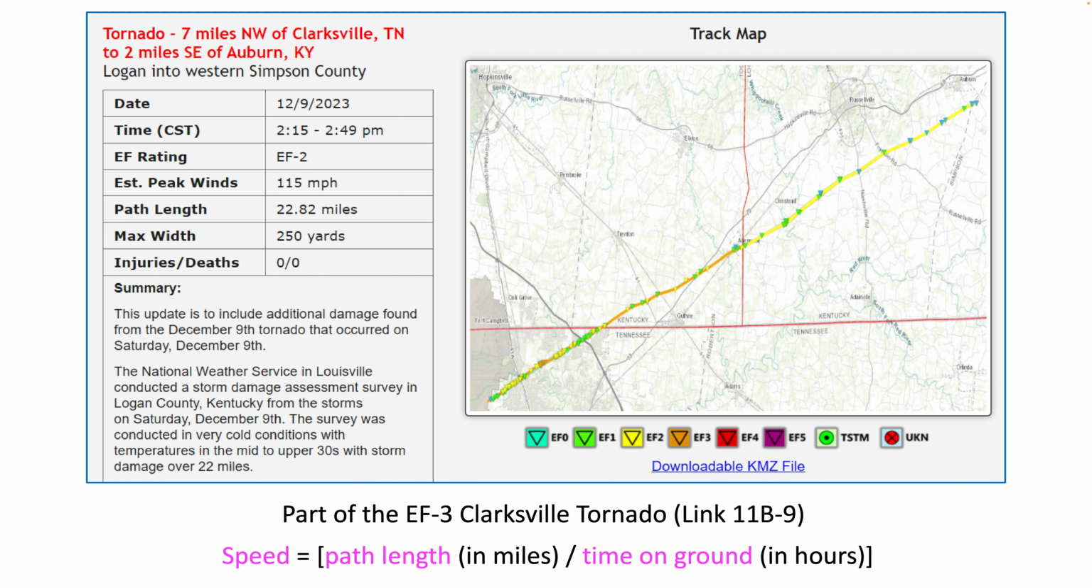Now, you're going to be asked in the investigation to actually figure out the speed of this tornado during this particular period of time. So in order to do this, you have to do a bit of division. You have to put the path length, which is given, in the numerator of this fraction, and then in the denominator, you have to put the amount of time that this tornado was on the ground. And you don't do it in minutes. You have to do this in hours. So you have to figure out that 34 minutes on the ground.